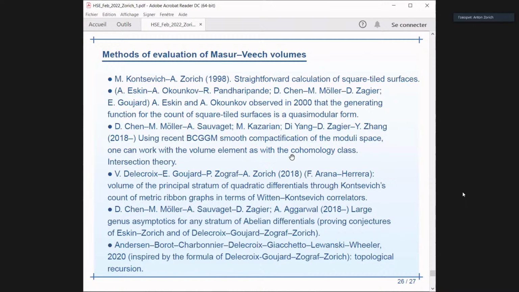So this is the history of advances in computation of Masur-Veech volumes. I was asked by Alex Eskin in about 98 whether I have an idea how to compute Masur-Veech volumes. There is an alternative way using interval exchange transformations and zippered rectangles. It's extremely painful. So at this time I said, no, I have no idea. And then since I was hooked by the question, several months later, I came up with the idea that actually one can compute by counting square tiled surfaces.